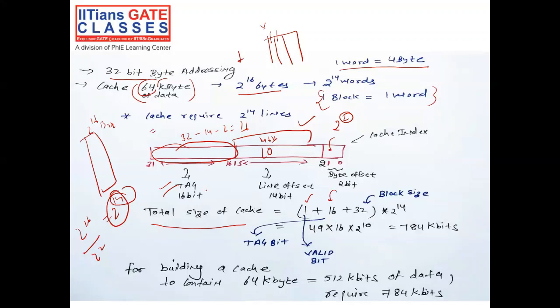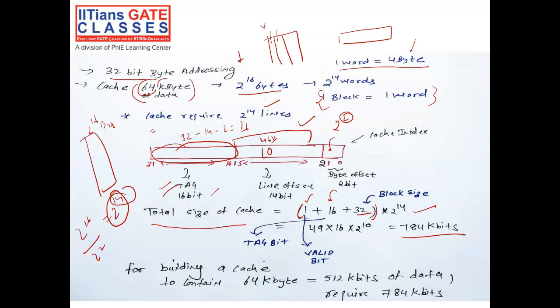We already calculated 16 bits for the tag, and the block size is 4 bytes. If the block size is 4 bytes, it means 32 bits. That's why 32 bits, multiplied by the number of lines. The number of lines in the cache is 2 raised to 14. If you do this calculation, 784 kilobits will be there.